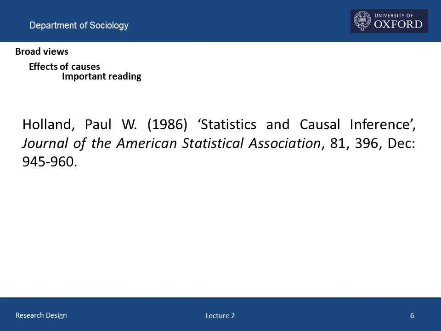Before going any further, I want to recommend a piece of reading that will fill in many of the details about the effects of causes view that I will inevitably just skim over in this lecture. This is Paul Holland's classic Statistics and Causal Inference, which appeared in the Journal of the American Statistical Association in 1986. This is a very important article and will reward slow and careful reading.